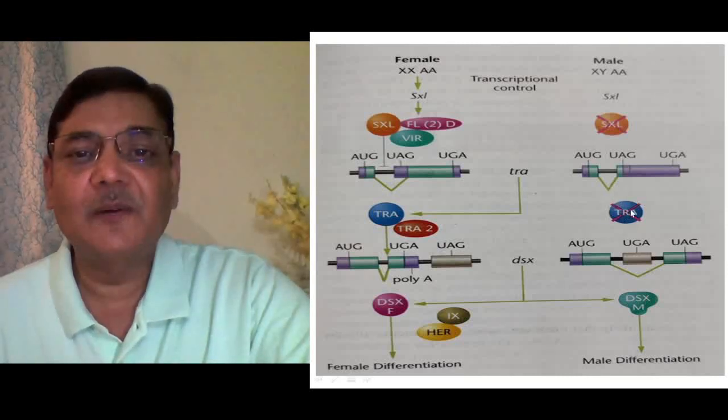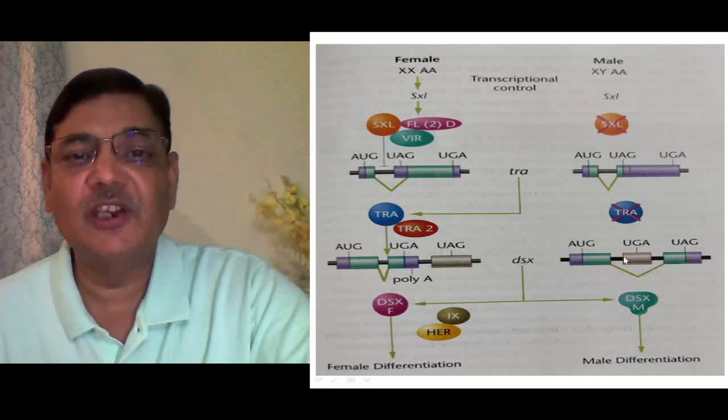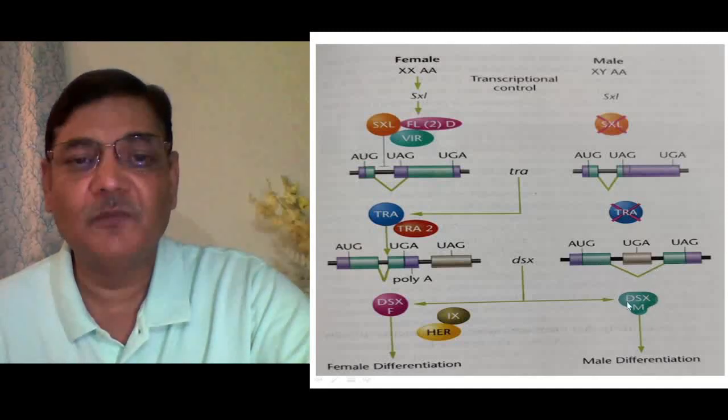And in the absence of TRA, the double sex pre-mRNA is spliced in a different way. And then the translated double sex protein is of male nature. That is why it is written here DSXM. That is, it is of male nature. And it will help the differentiation of male sex organs, and it will suppress the differentiation or formation of female sex structures.